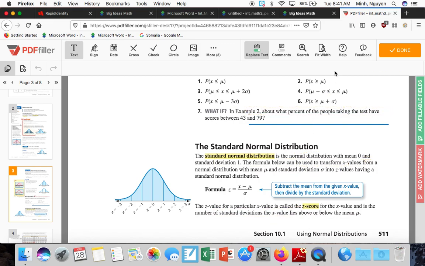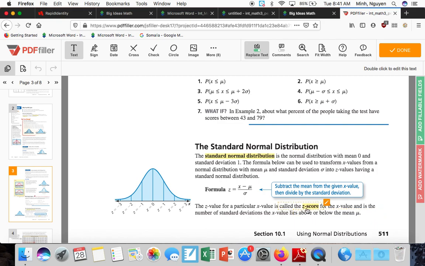The standard normal distribution is the normal distribution with mean 0 and standard deviation 1. The formula can be used to transform x values from a normal distribution with mean mu and standard deviation sigma into z values having a standard normal distribution. The z value for a particular x value is called the z-score for the x value, and is the number of standard deviations the x value lies above or below the mean mu.